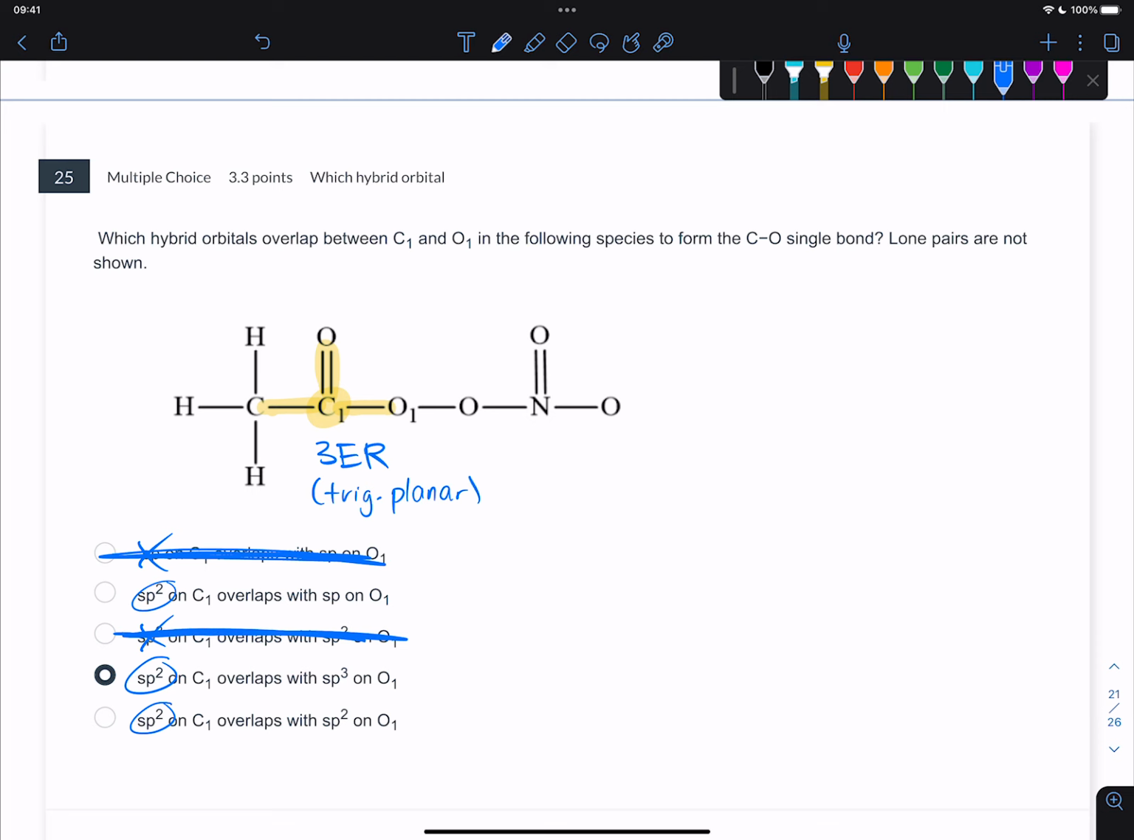Now you're like, okay, well that's around the carbon. What about around that oxygen? So here's the oxygen, the O1. This oxygen has hidden lone pairs. I think it's a little bit tricky, but remember, this oxygen is going to have 2 lone pair that are not going to be shown. All these oxygens are going to have 2 lone pair, except for this one on the end, which is going to have 3 lone pair and a little negative. But that's not even in here.